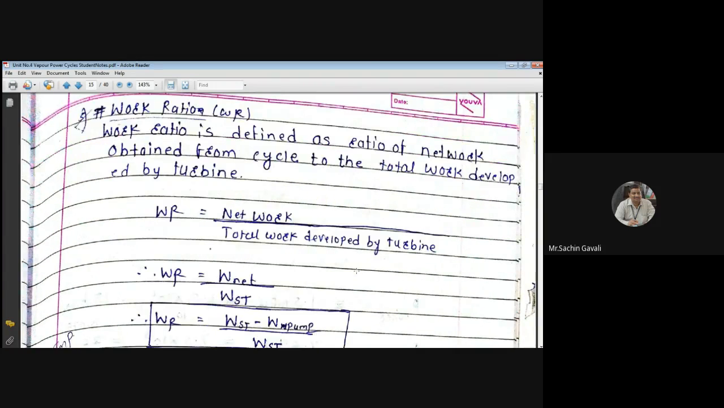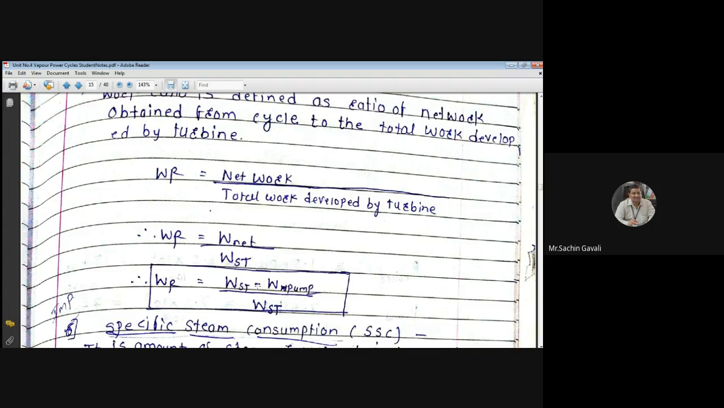So that ratio is called the work ratio: net work divided by turbine work. Net work is nothing but W turbine, steam turbine, minus W pump, divided by W steam turbine. With the help of that equation, one can calculate the work ratio. And the work ratio value is nearly equal to, who will tell? Because pump work is negligible.